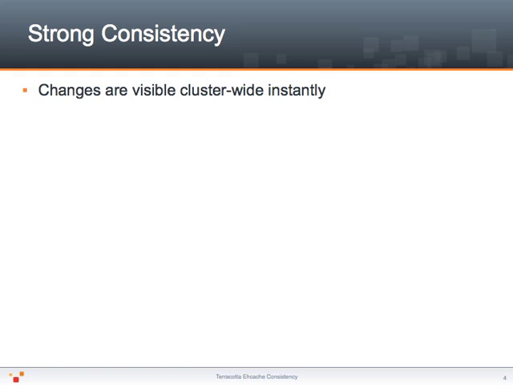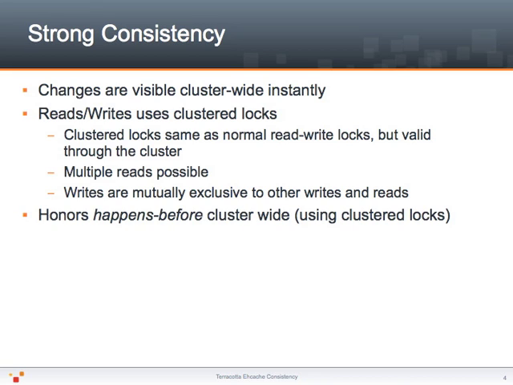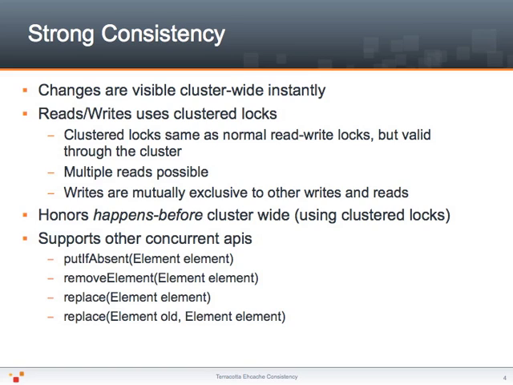With strong consistency, changes made by any node are visible across the cluster instantly. Reads and writes with strong consistency are done in the Terracotta clustered locks, which are the same as normal read-write locks, but they are valid throughout the cluster. Multiple reads are possible throughout the cluster concurrently, while writes are mutually exclusive to other writes and reads happening in the cluster. It always has happens-before semantics across the cluster, which is a result of using Terracotta clustered locks. It supports concurrent APIs in the ehcache interface like putIfAbsent, remove element, replace, and replace with two arguments. It also works with explicit locking APIs.